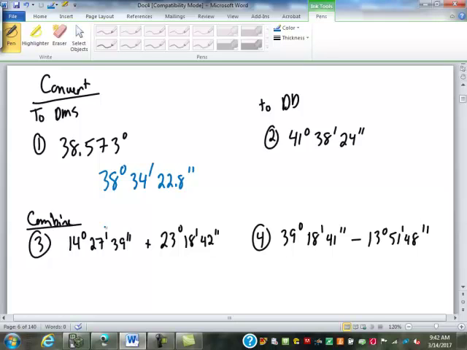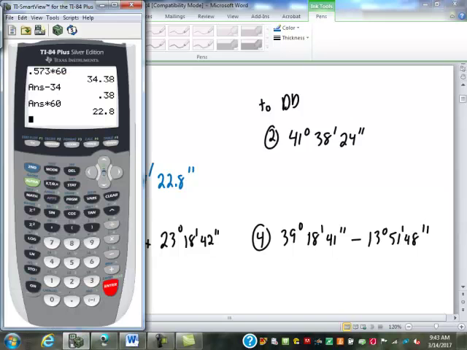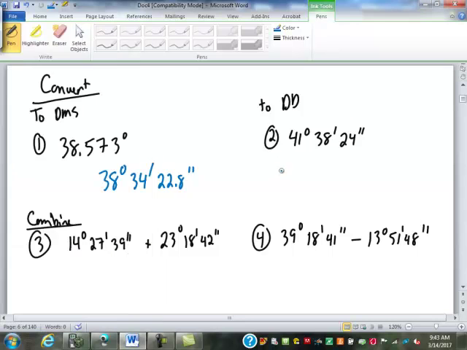Convert to DD from DMS, 41 degrees, 38 minutes, 24 seconds. So we'll start with 24 divided by 60. We're going to add the 38 to that. Divide that by 60, turn it into degrees, add the 41. 41.64. Is that what you got? Cool.